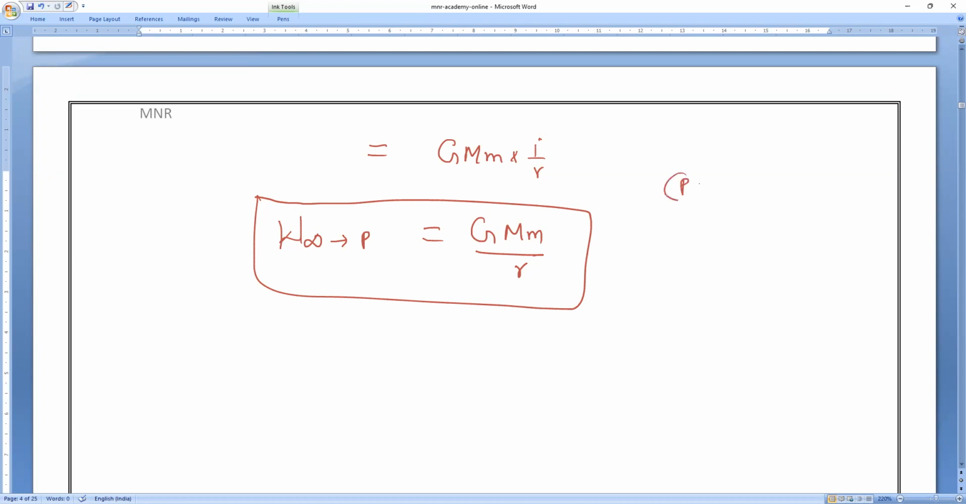But this is from point P to point infinity. But we are solving from where to where? Infinity to point A. So keep it in mind, always G value is a conservative force, and the work done by it is equal to 0. So that is what you have to remember.